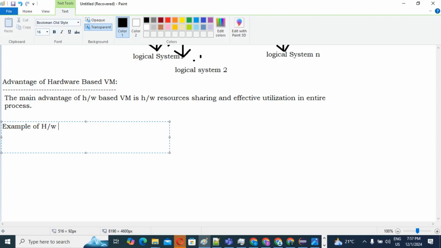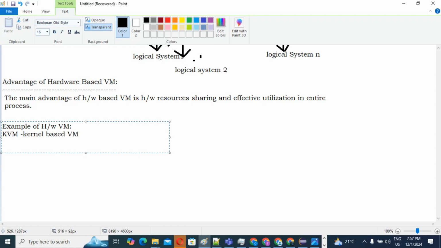Hardware virtual machine. Correct, guys? So let's see. You know that KVM, that is a kernel based virtual machine, is used in Linux. What is KVM? KVM means kernel based VM, guys. Kernel based VM.